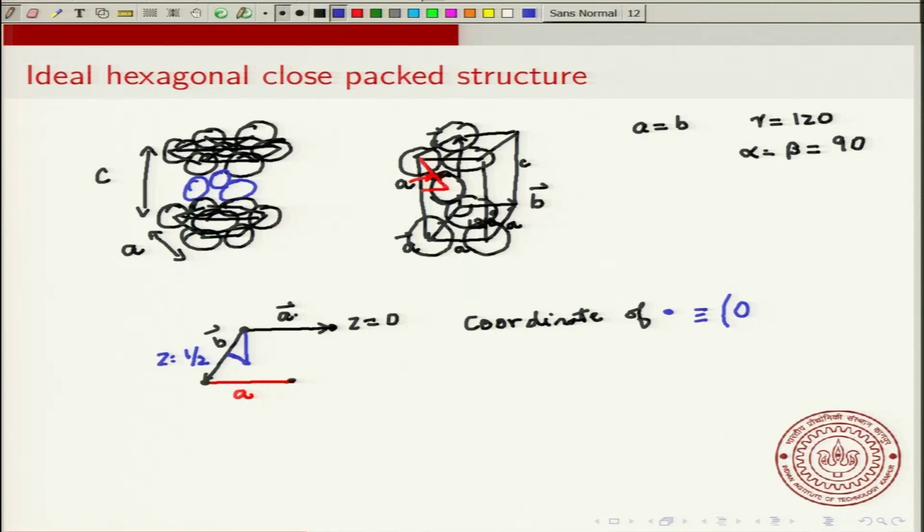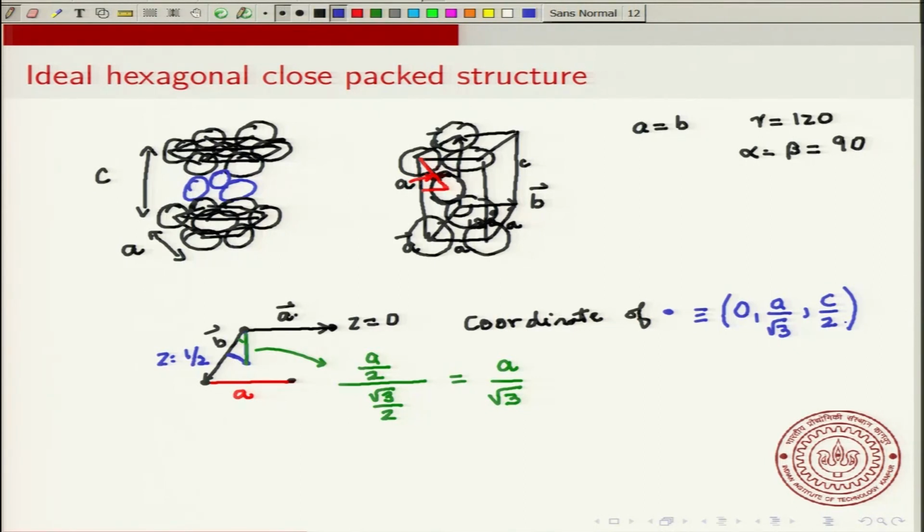This distance can be found out from this angle. So it is a by 2 divided by cosine of this angle. Now cosine of this angle is root 3 by 2, this is a 30-degree angle. So this is equal to a divided by root 3. So the y coordinate is a by root 3 and the z coordinate is c by 2.